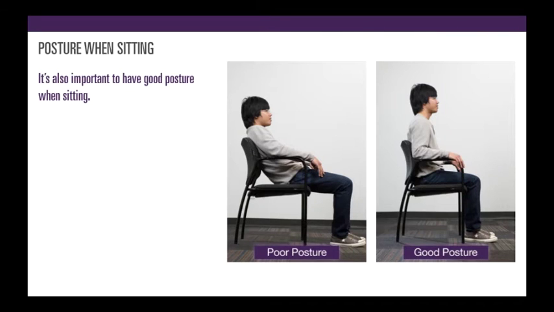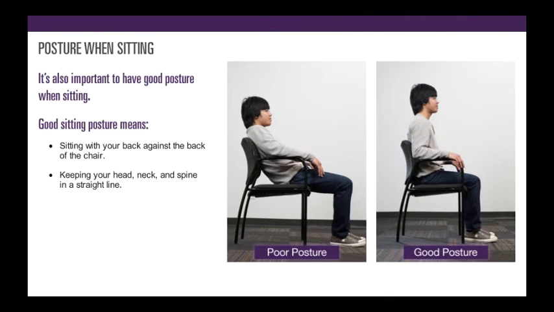It's also important to have good posture when sitting. Take a look at the pictures on the screen. The image on the left is bad sitting posture. Notice how his back is not in a straight line and his shoulders are rounded. Good sitting posture means sitting with your back against the back of the chair and keeping your head, neck, and spine in a straight line.